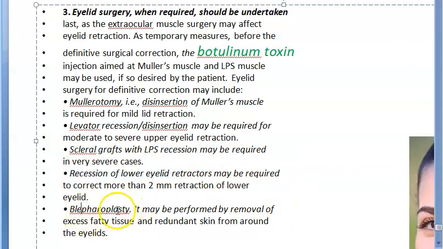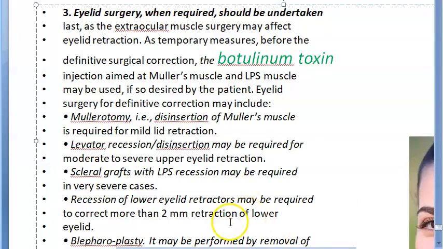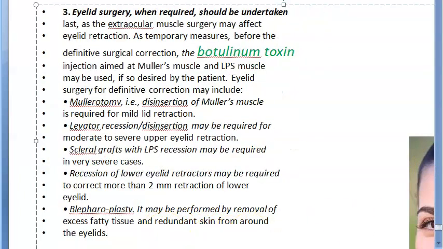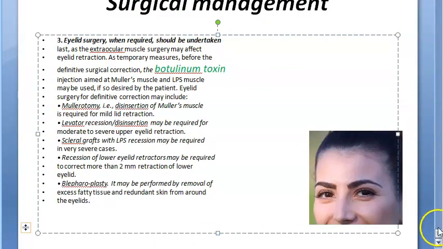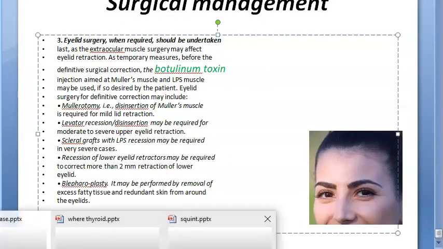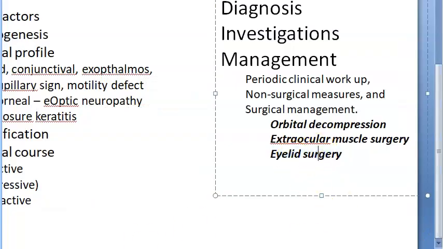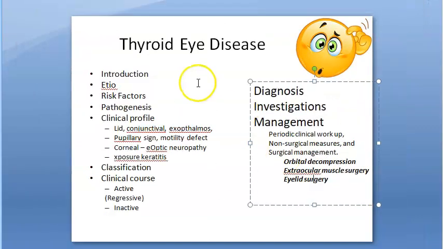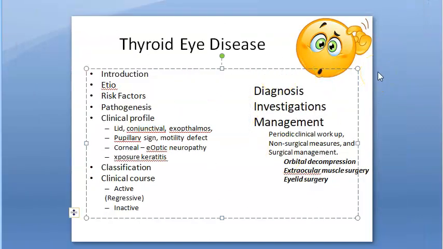Okay. Blepharoplasty means removal of excess fatty tissue and redundant skin from around the eyelids. So that's it about the surgical for eyelid. That's it, guys. We are done with all the things that we wanted to do for thyroid eye disease. Let's take a recap.